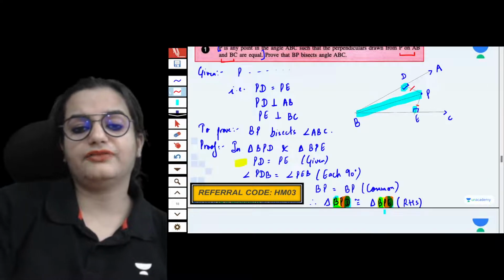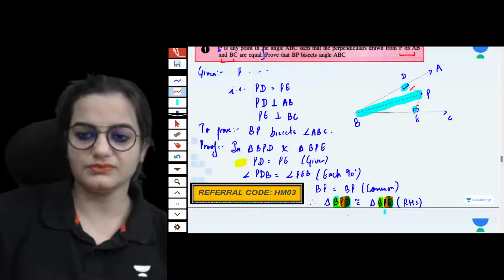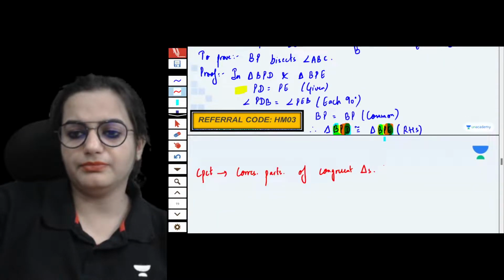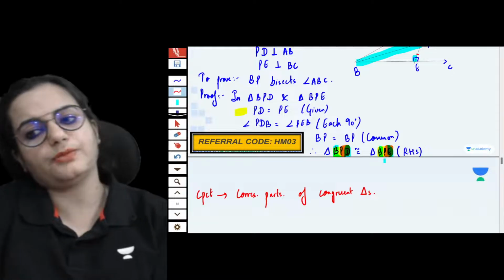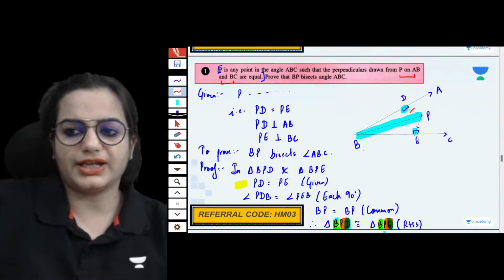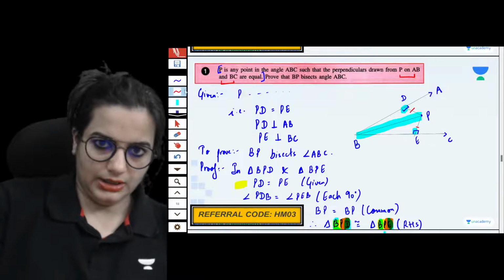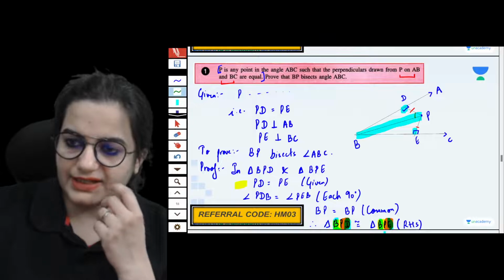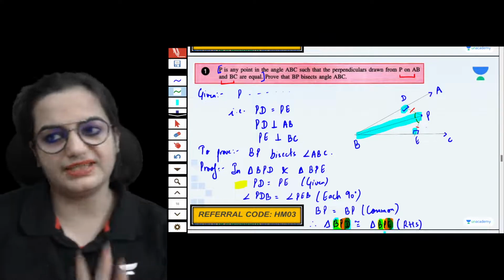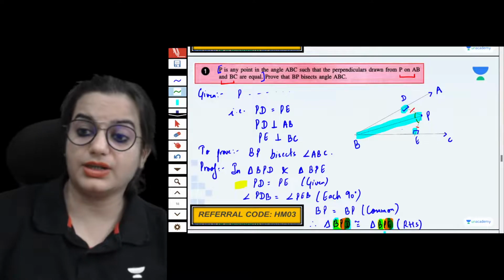So first of all, if I am going with, just wait, I have written triangle BPD, right. First of all, angle BPD will be equal to what? BPE. So I can say that this angle is equal to this angle by CPCT. We can say that. Okay. One more condition I can take. What is that?